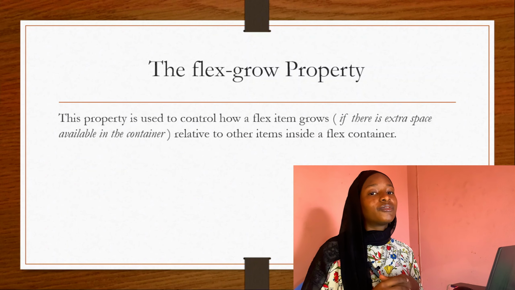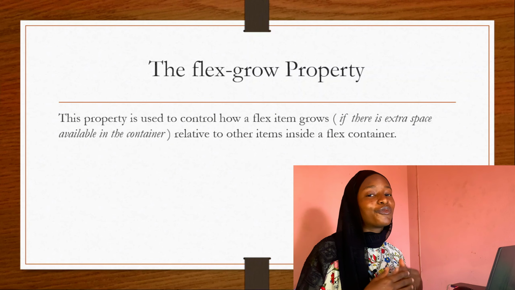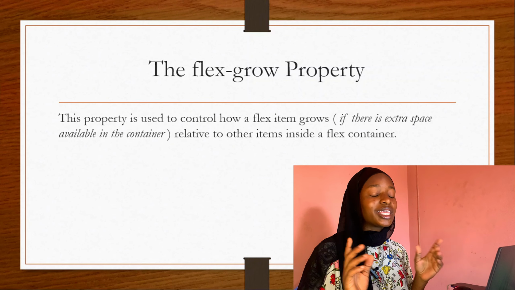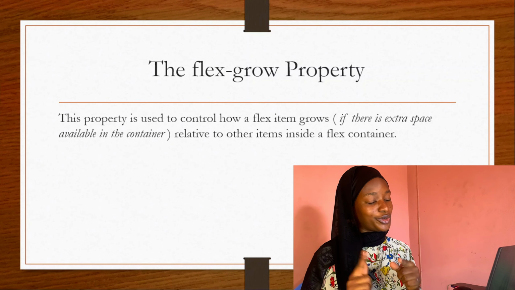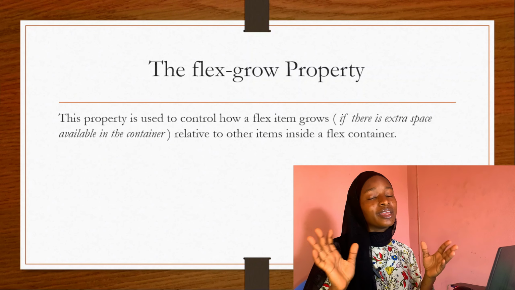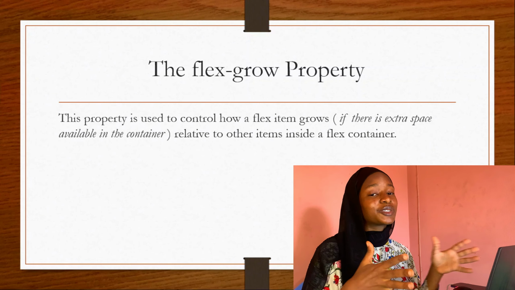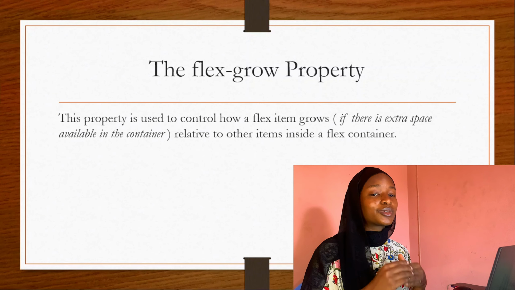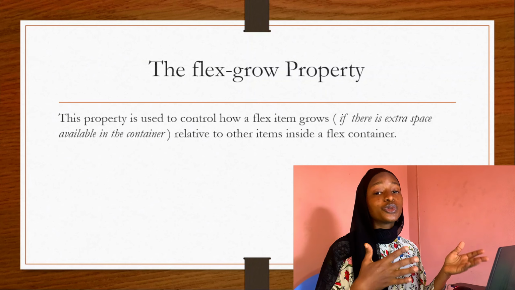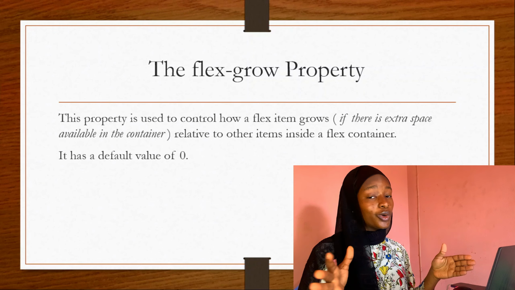And then now we have flex grow. So the flex grow property is used to control how flex items grow if there's extra space available in the container relative to other items inside the flex container. If you have a container and you have a few items inside and there is still some extra spacing in the container, those spaces can be given to 1 or 2 of the flex items. Flex grow has a default value of 0. It doesn't have to grow or anything like that.